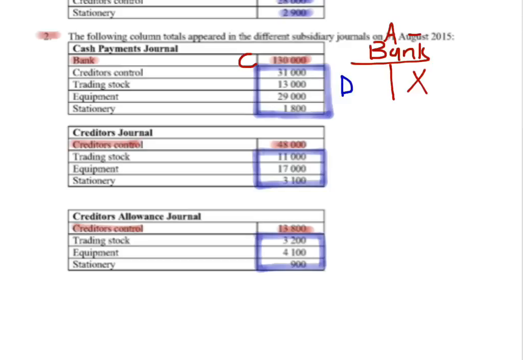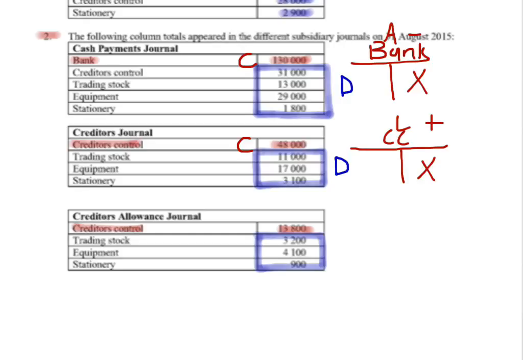Then in CJ and CAJ again, let's identify the main account first. So Creditors Control is a liability. Let's do the CJ first. So the Creditors Journal is used when I've purchased on credit. So therefore I want to show that my liability is increasing, and it increases on the credit side. So the 48,000 will go to the credit side of Creditors Control. Therefore the rest of them would all have debits. 11,000 debit in trading stock, 17,000 debit in equipment, 3,100 debit in stationery.